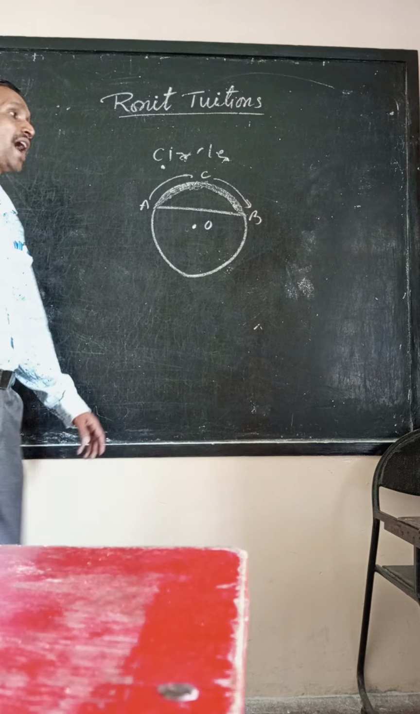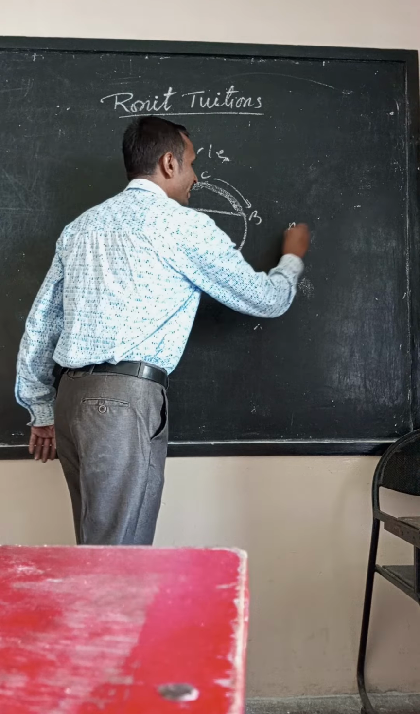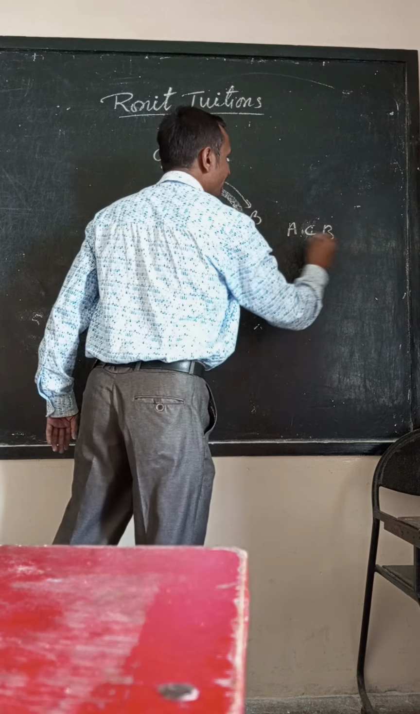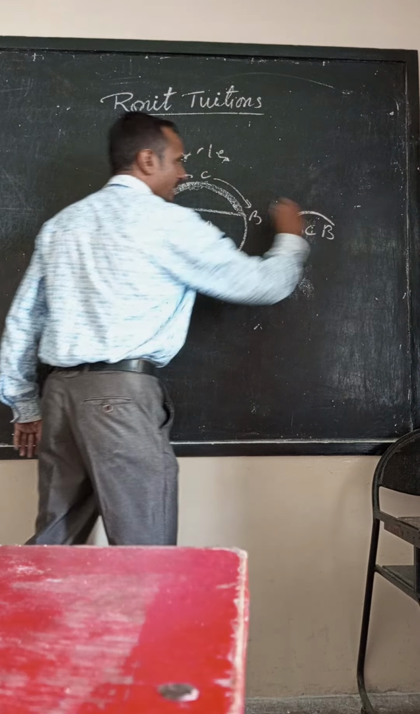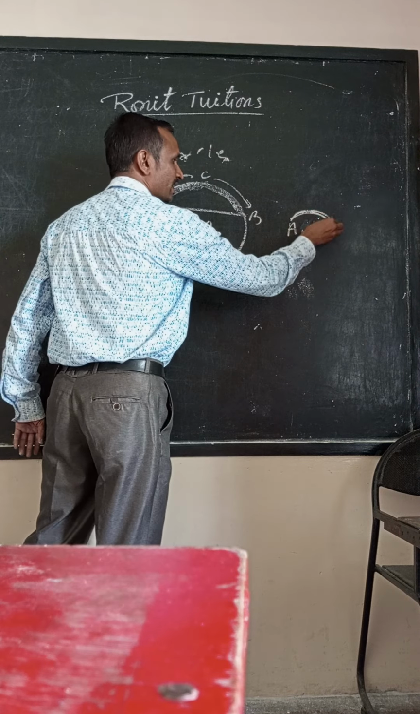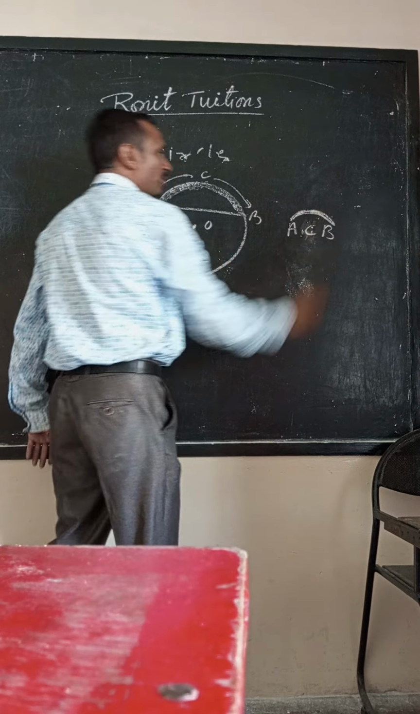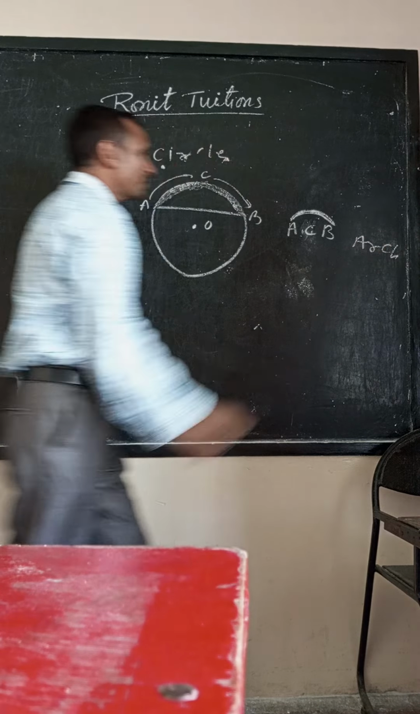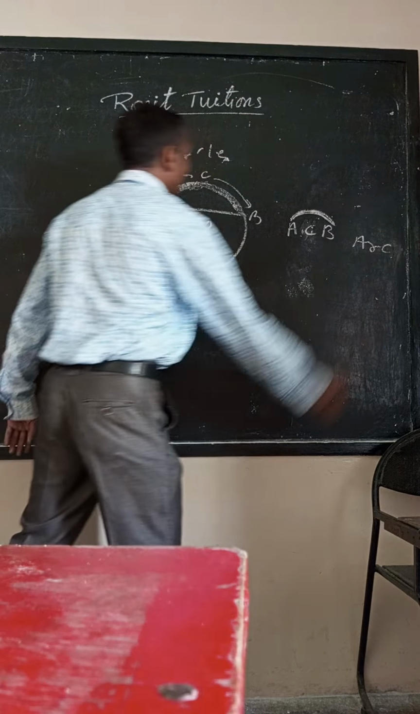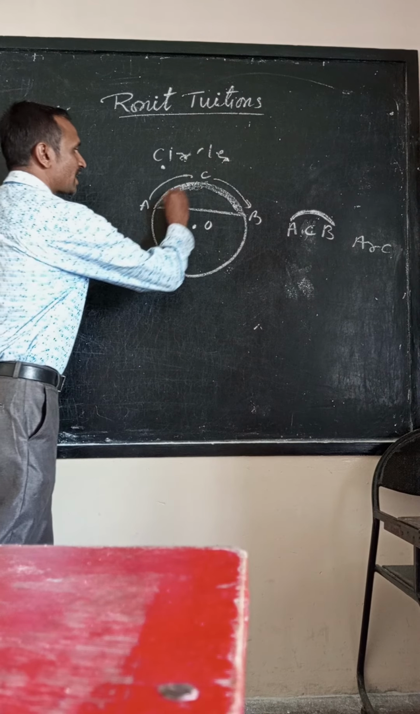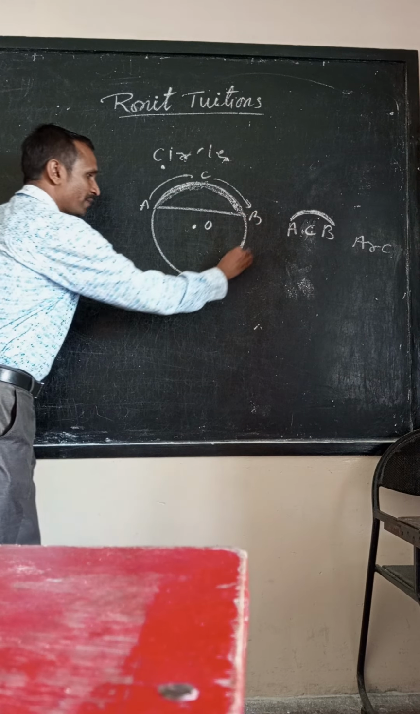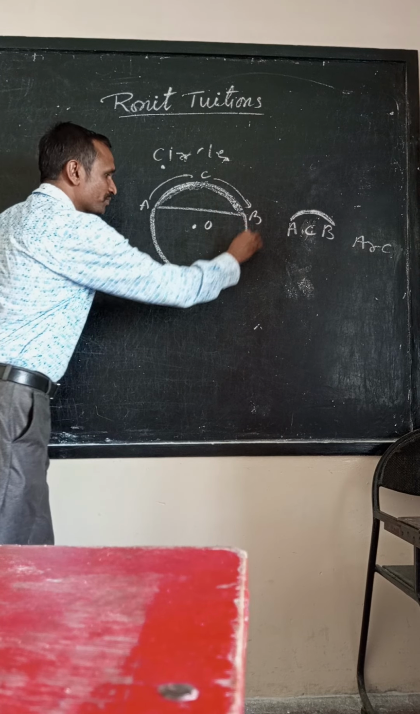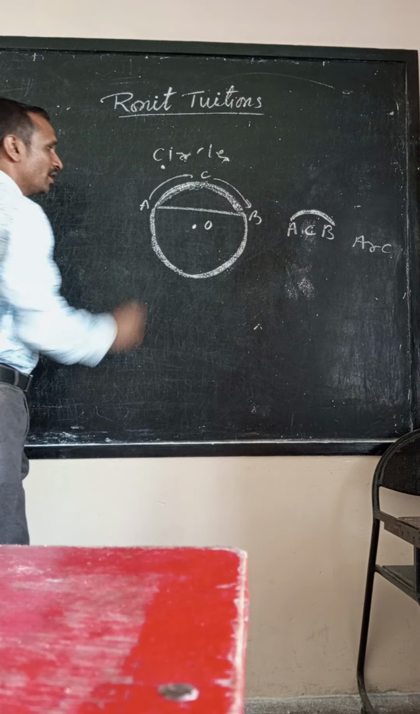Then this part is called the arc. A, C, B is an arc, and it is denoted like this, a half-circle or moon type shape. It is called the arc. There are two arcs: this is called the minor arc, and this is called the major arc.